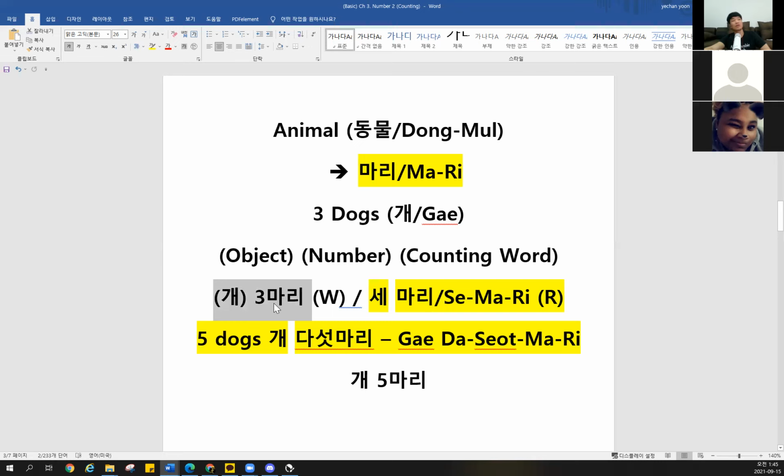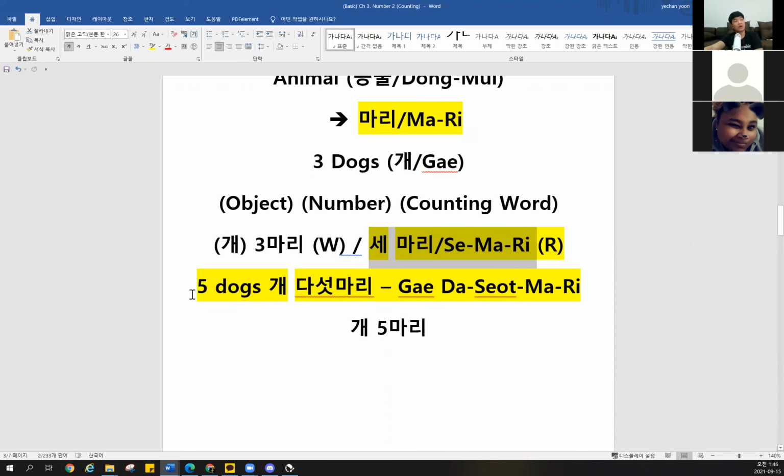But for reading, you have to follow this one, which is the native Korean counting version with the changing form. 3 was 셋, but the changing form is 세. So 개 세 마리. 개 세 마리. Okay, how about 5 dogs? The object is going to be 개, the number is going to be 5, and the counting word is going to be what? 마리. So what is the 5?